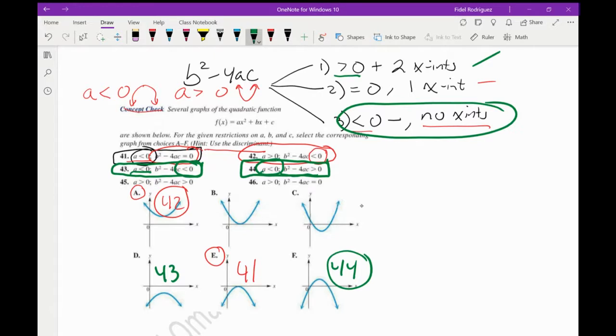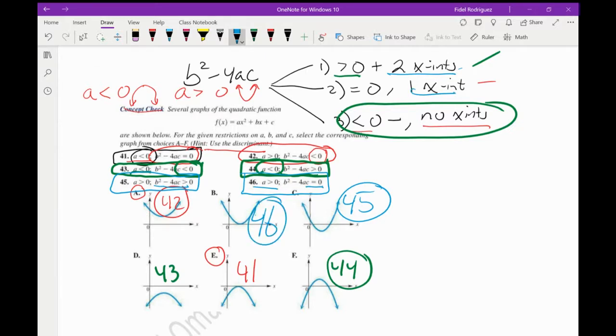And then finally, 45. When I look at number 45, A is positive, and my discriminant is also positive. When my discriminant is positive, we're going to have 2 x-intercepts. This one here should be 45. And then 46 should be choice B. It's opening up, and there's only 1 x-intercept. So this one here is number 46.